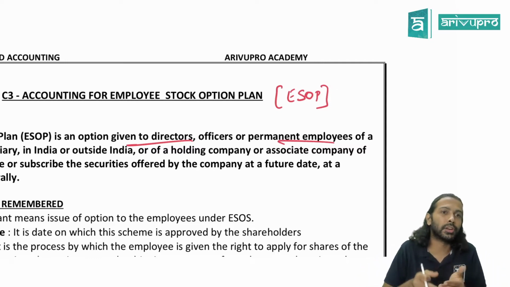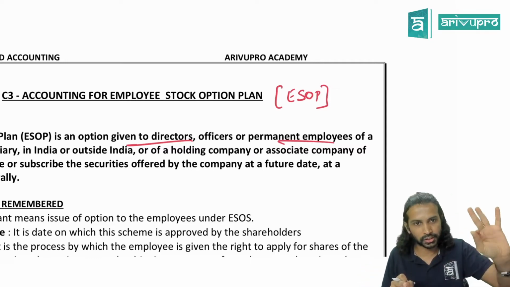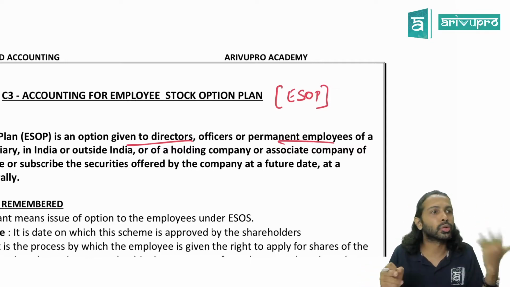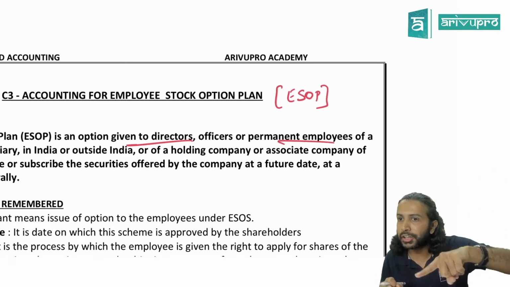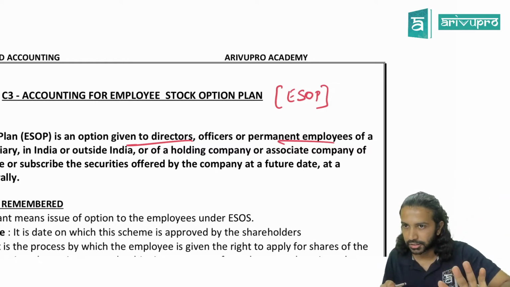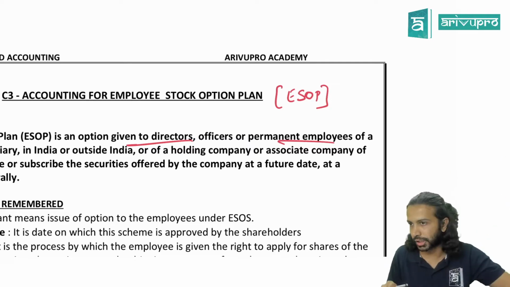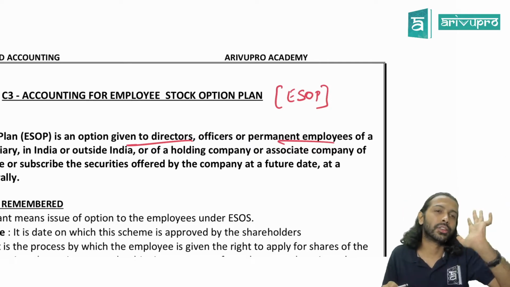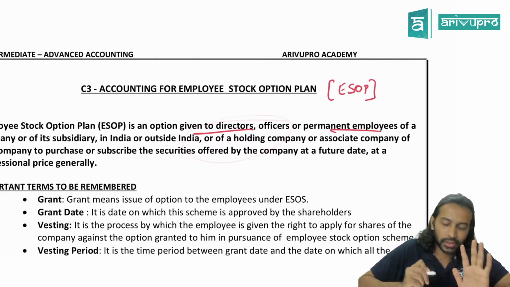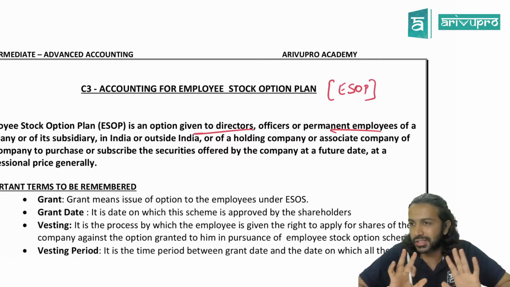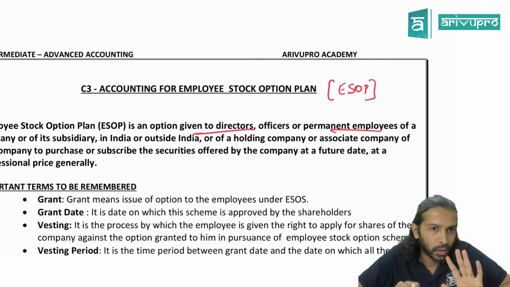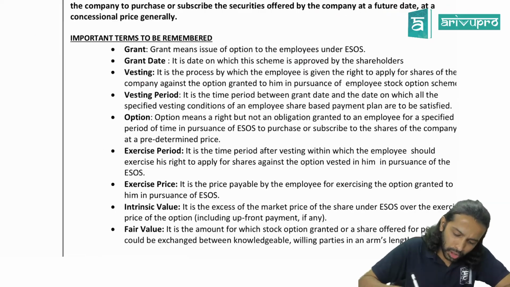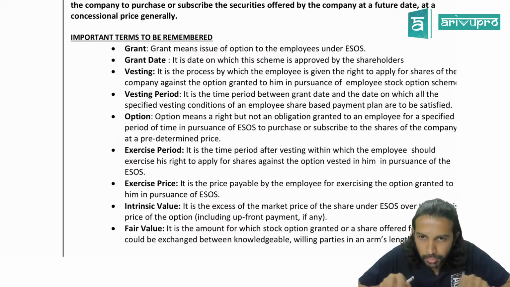So ESOPs are given to directors, officers or permanent employees. Through that, what can they do? They have a right to buy those additional shares. When? At a future date. At what price? At a concessional price. This is the definition of ESOP. Not really important, just saying it. Good enough? Alright.